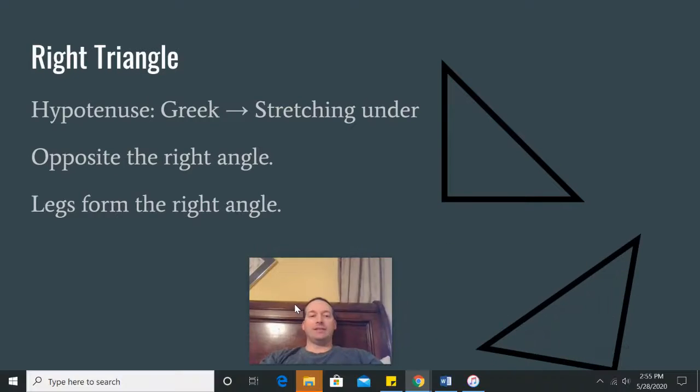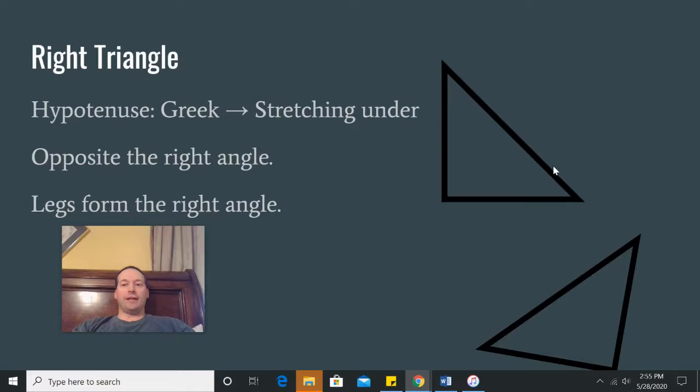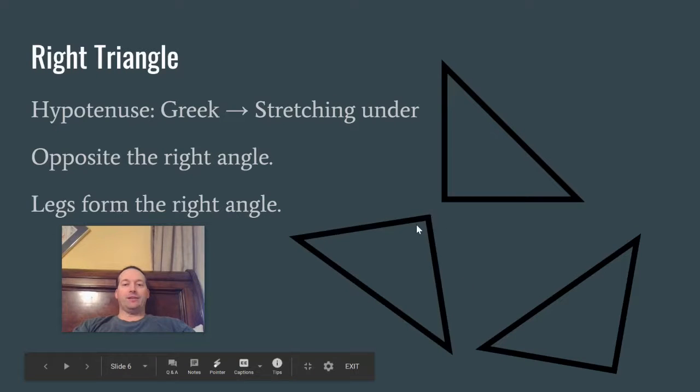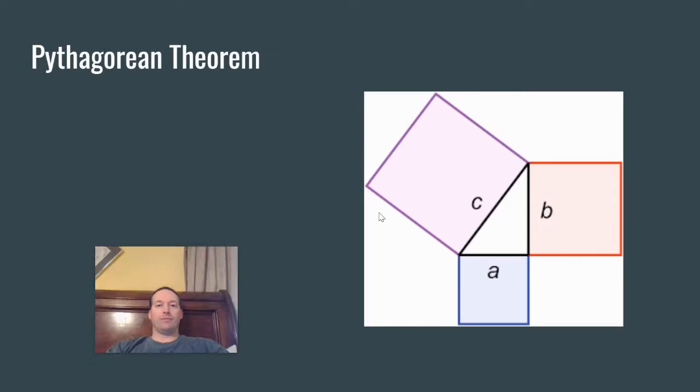Now, it doesn't matter which direction the triangle is oriented. If you look here, the right angle is here, so the hypotenuse is there. If you come here, here's the right angle, so the hypotenuse is there. This one, the right angle is here, so the hypotenuse is there. The one thing you always look for, and I don't have them in this one, is that little right angle symbol, so you know where the right angle is. Go across it, you'll find your hypotenuse.